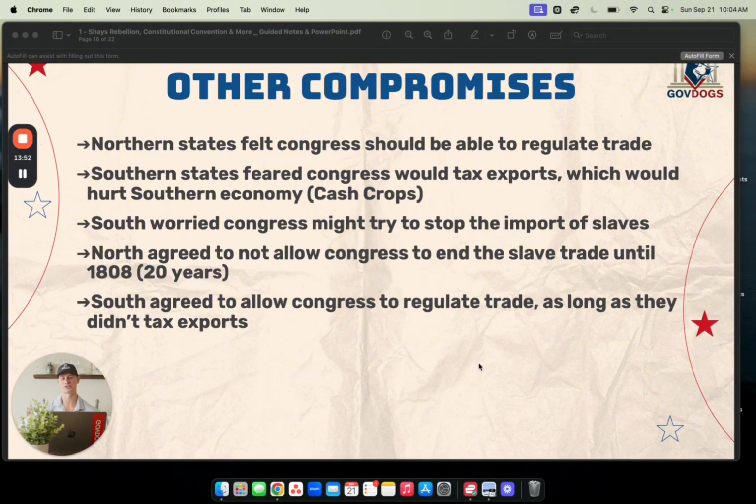Okay, you have some other compromises as well. So northern states felt Congress should be able to regulate trade. Southern states feared that Congress would tax exports, which would hurt the southern economy. The South worried that Congress might try to stop the import of slaves as well. So the North agreed to not allow Congress to end the slave trade for 20 years, and the South agreed to allow Congress to regulate trade. So the South says, cool, we'll allow you to regulate trade, but you can't stop the import of slavery, and you can't tax exports, all right? So the North and South come to another agreement here as well.